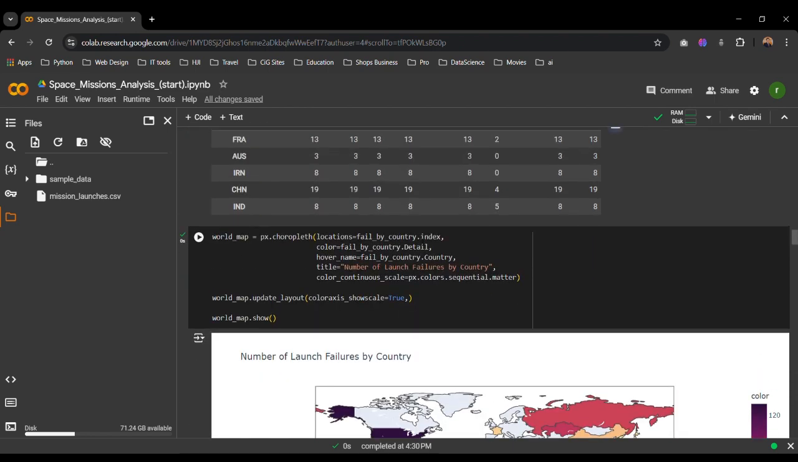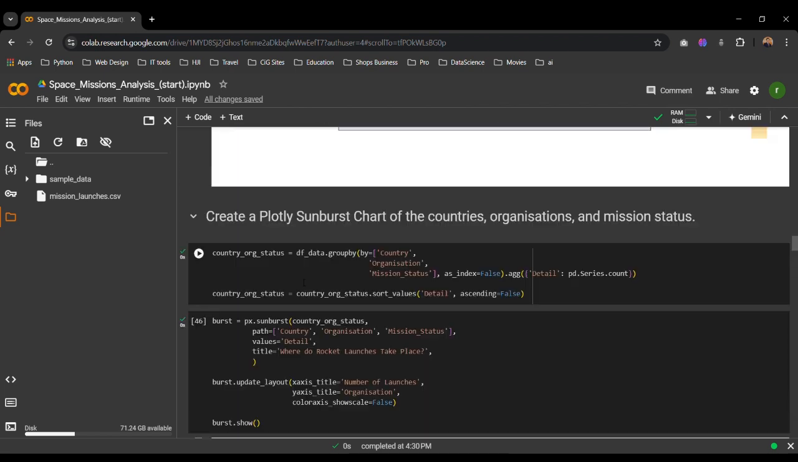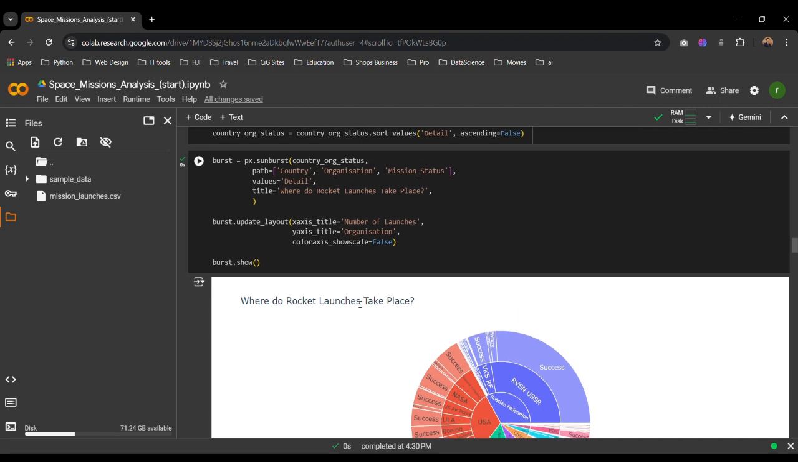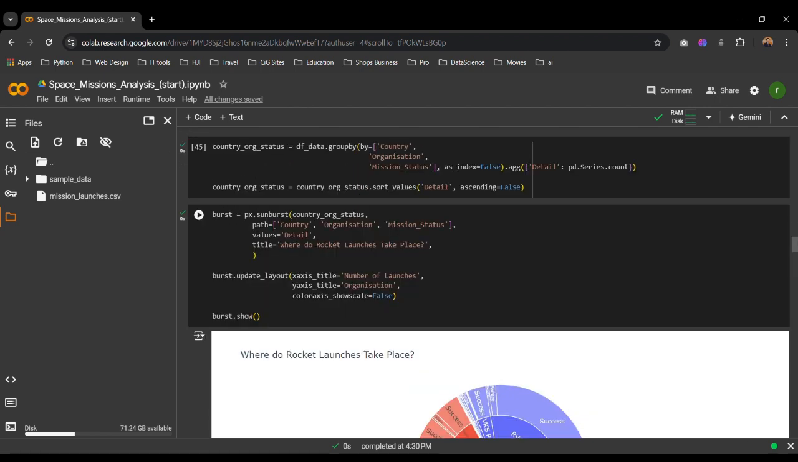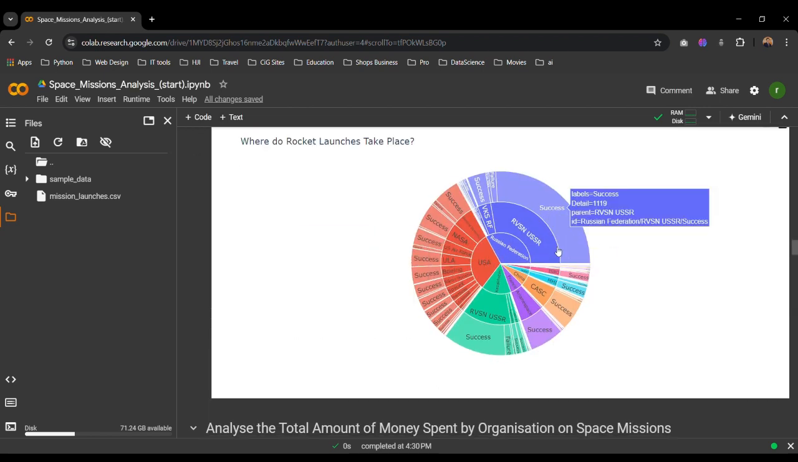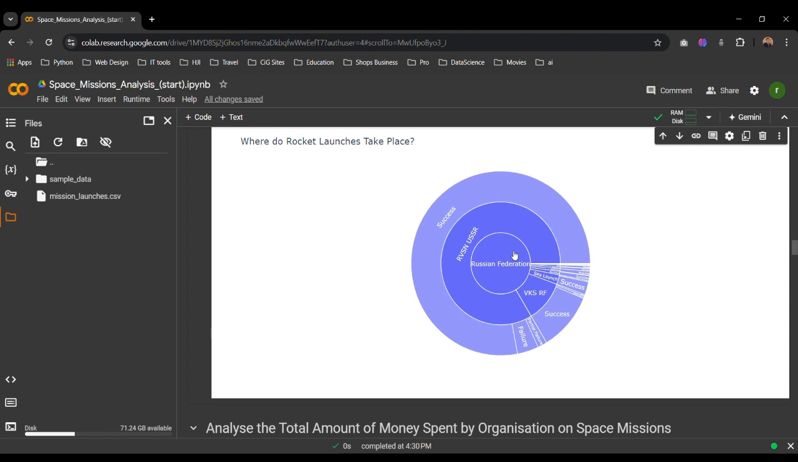Now we're going to show the number of failures by country. So this is the result, guys. We use the same technique. Again, guys, using Plotly Express Sunburst. So we are going to chart the country's organization and mission status. After we use the techniques such as group by and aggregate, so the result is this, guys.